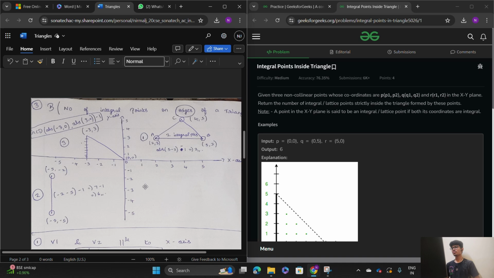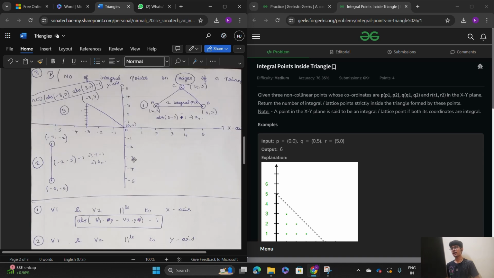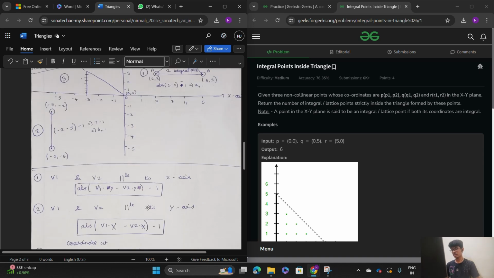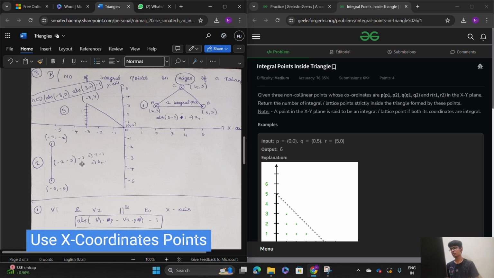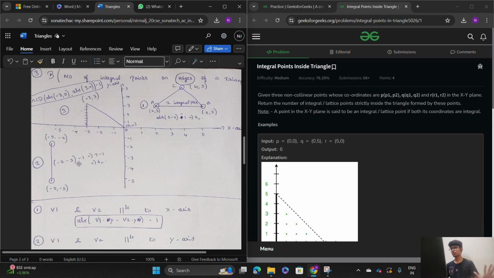Second condition, when v1 and v2 are parallel to the y-axis, when these two coordinates are parallel to the y-axis, in that case what you need to do is ABS of v1 dot x minus v2 dot x. Same here also, I made some mistake. Here I need to write minus 5 comma minus 5, minus 1. I have used minus 2 minus 5, so sorry for that. Okay, this is the second condition.